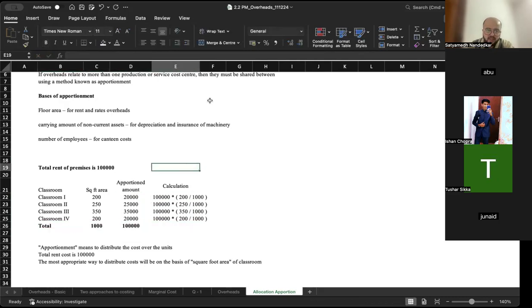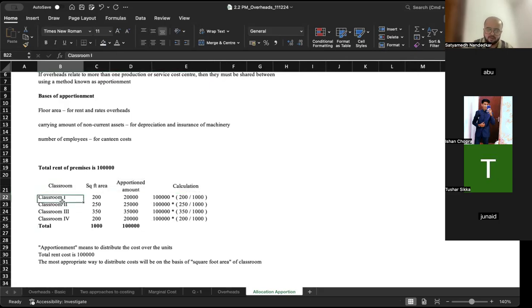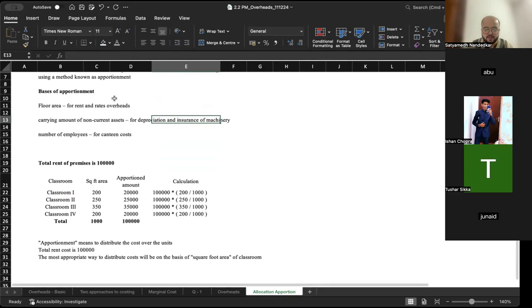So this activity that I did is known as apportionment of overheads. The apportionment of overheads was done on the basis of the square foot area, which was the most logical way of doing it. Now, allocation was directly charging overheads to specific cost centers. If the overheads relate to more than one cost center, then you distribute it amongst them, you spread it over them. That process is known as apportionment of overheads.